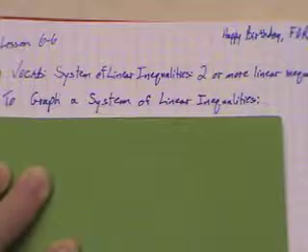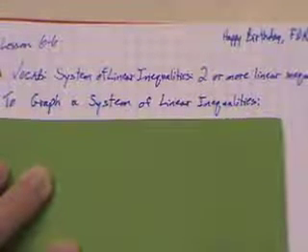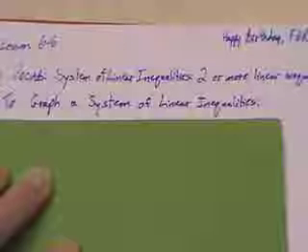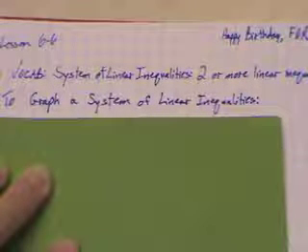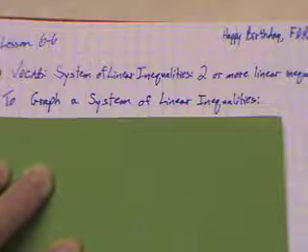Lesson 6-6, and this is a very happy lesson because it is the end of Unit 6, and that means that we are halfway through the materials that we need to do this year. Nice work. Pretty straightforward. We are working with systems of linear inequalities and graphing them.